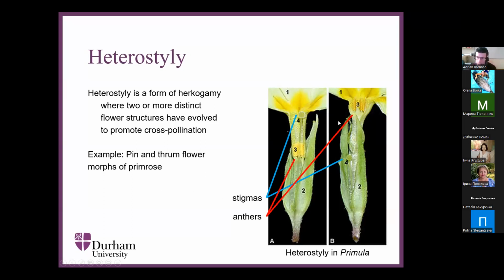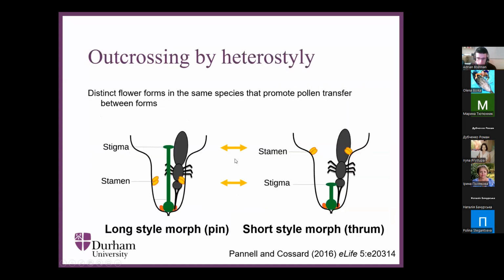So there's typically two flower forms in heterostylous systems. And here you can see that as a cartoon again. An insect visiting these flowers will be picking up pollen in one part of the body in one flower form, and that part of the body is ideally suited to the opposite flower form, where it'll cross-pollinate, and vice versa.